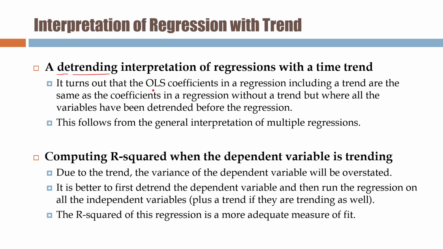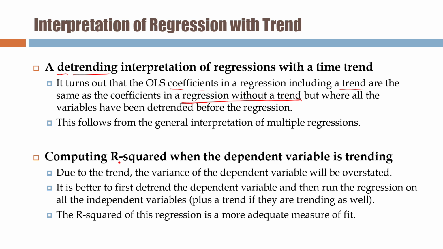But if you calculate it, since we consider everything a linear combination, the coefficients in a regression including the trend are the same as the coefficients in a regression without the trend, right? However, we can see more clearly the effect of the other factors only when we take the trend effect out.